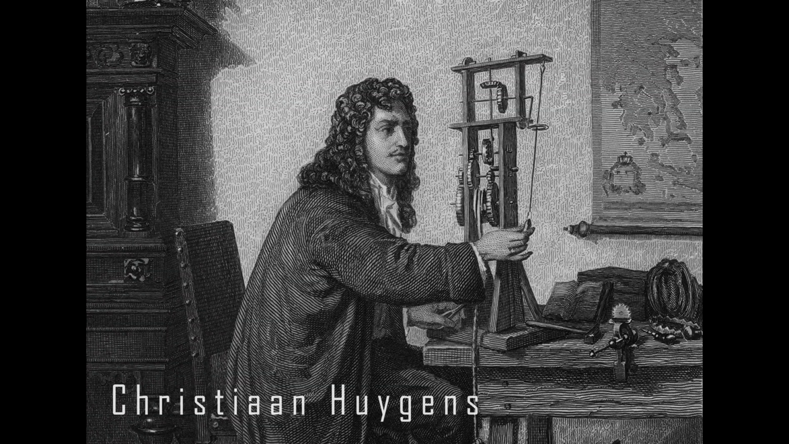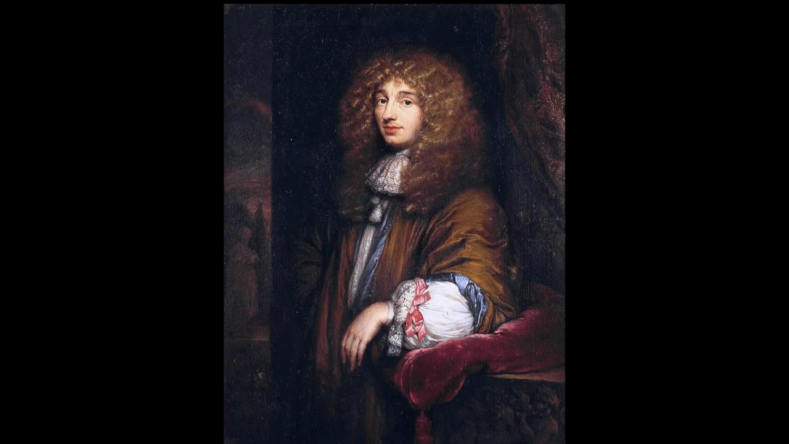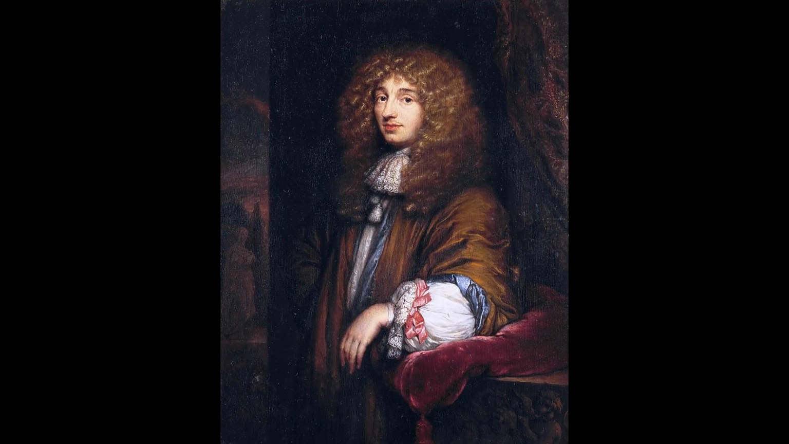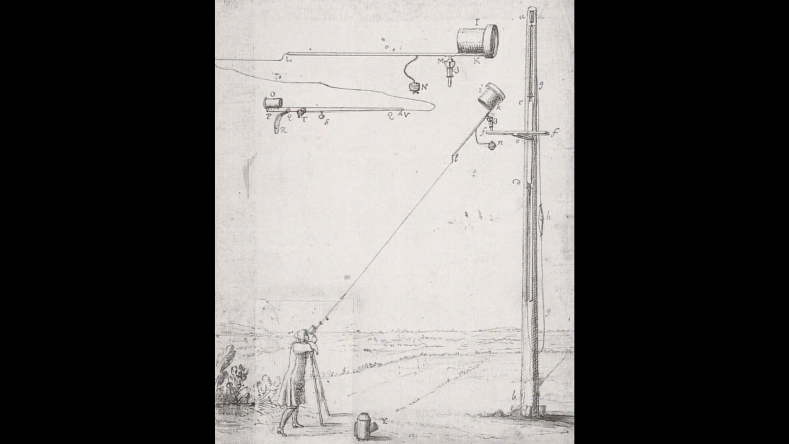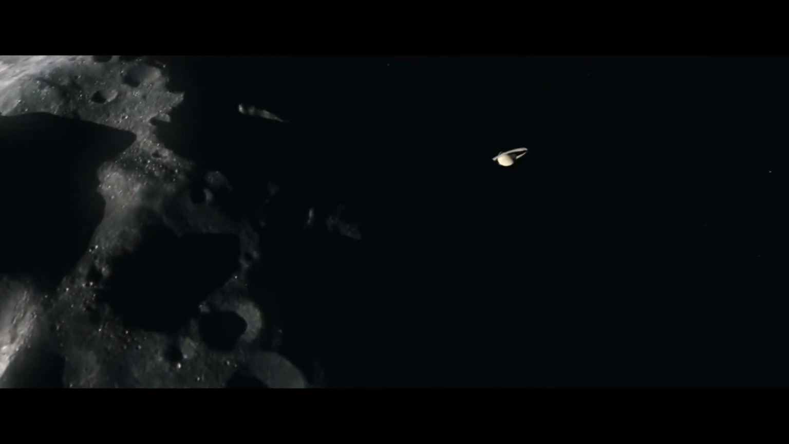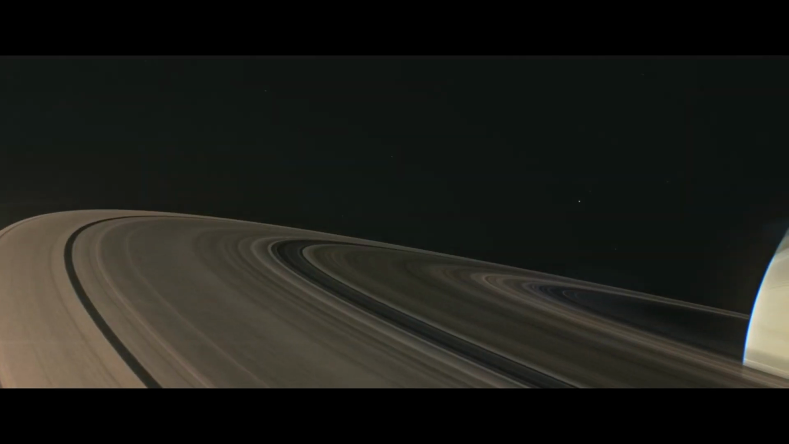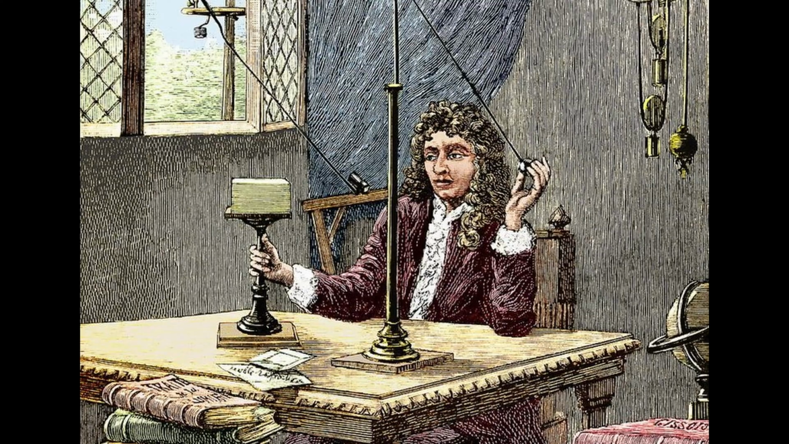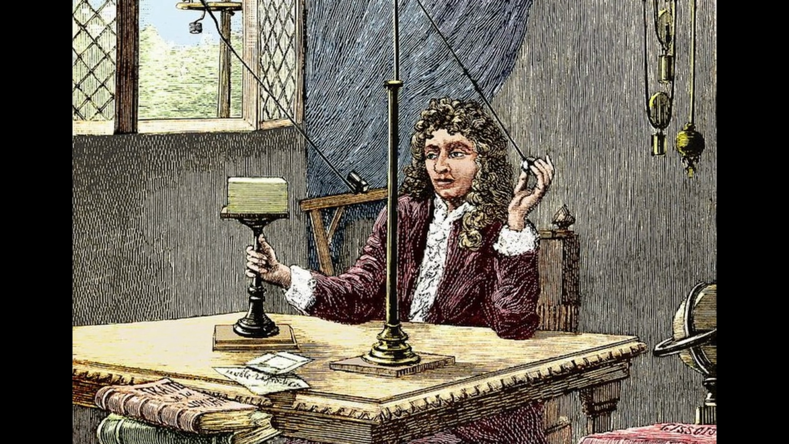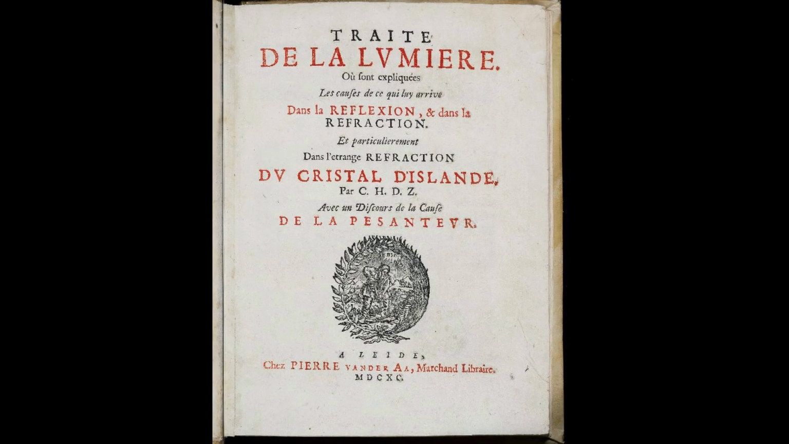Christian Huygens was one of the greatest scientists of the 17th century, among other famous names like Descartes, Pascal, and Newton. He was the first to identify the nature of the rings of Saturn. He was also the first to lay out a wave theory of light, published in 1690, in French.